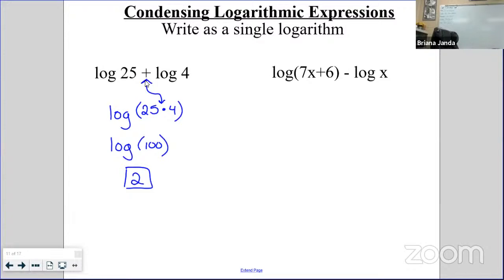So here we have some variables in there, probably means we cannot simplify any further than just putting them back together. I get that there is a plus sign in this one, but it is not separating logarithmic expressions, right? The sign that is splitting our logarithmic expressions is a minus. And so that tells me that this is an example of a quotient rule. As I put these back together, I should be dividing inside one logarithm. Inside my logarithm is a fraction. The 7x plus 6 would have been from my numerator. The minus x, so that x would have come from my denominator.